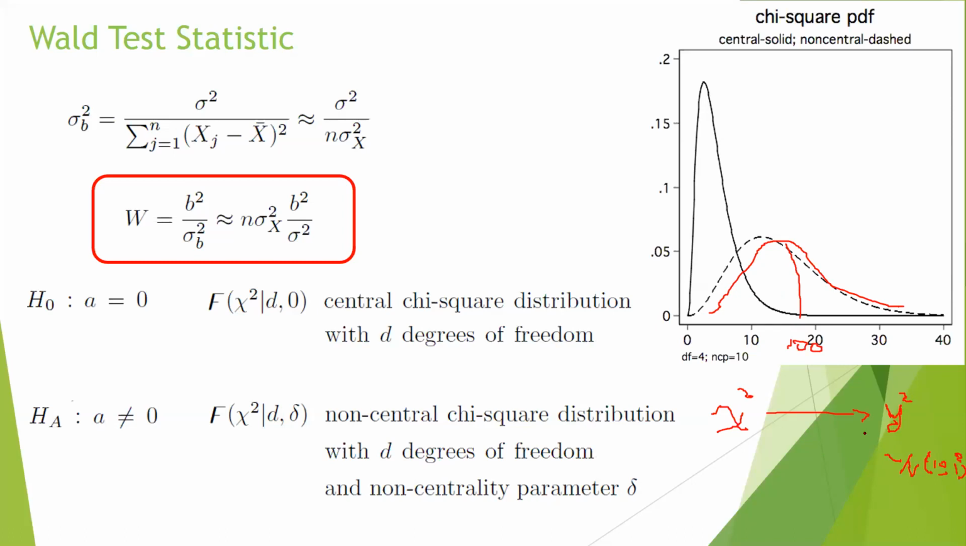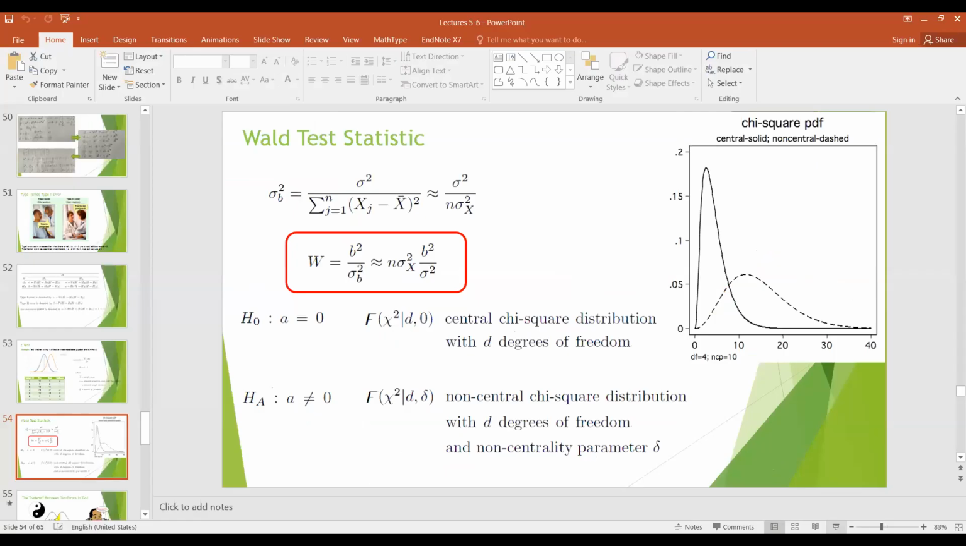So this is the relationship between the chi-square and the normally distributed variable. The difference between the central and the non-central depends on whether the normal distribution is centered at 0 or not. Okay, got it. Good question. We're going to talk about this again shortly.